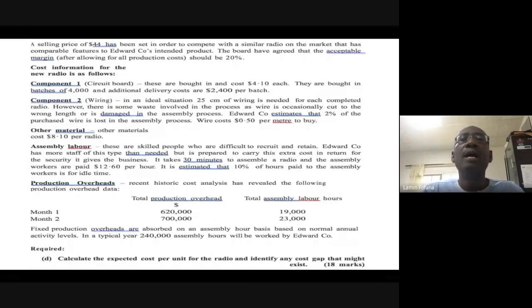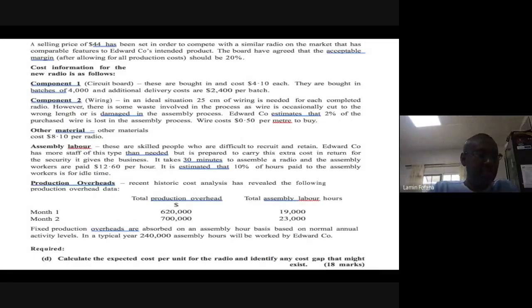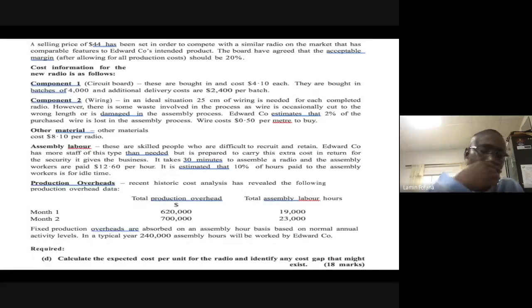Right. So I'll read the information relating to the D part. Okay. So I'll try to read and explain before we attempt the D part.